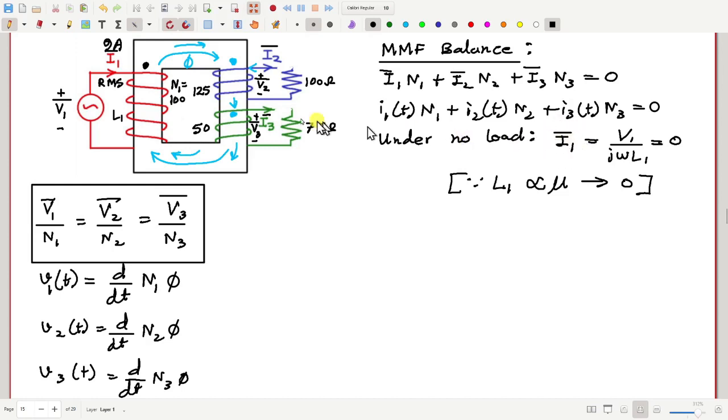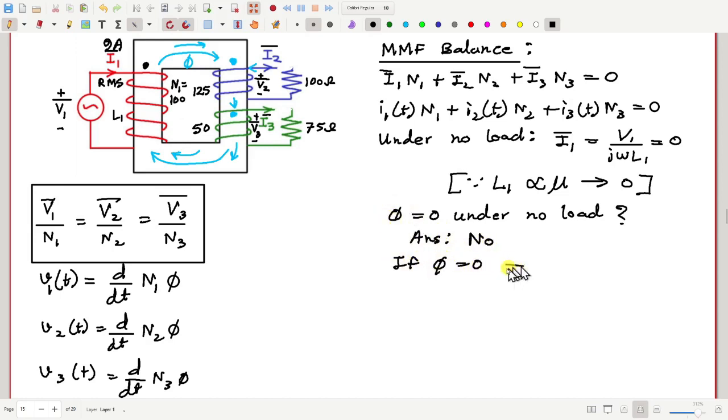But does that mean phi is 0? Is phi equal to 0 under no load? Anyone? Is it possible that phi is 0? The answer is no. Why not? Because if phi is 0, then that will imply the voltage V1 is equal to 0, because basically V1 is the derivative of phi multiplied by N1. But V1 is not 0, so phi cannot be 0.